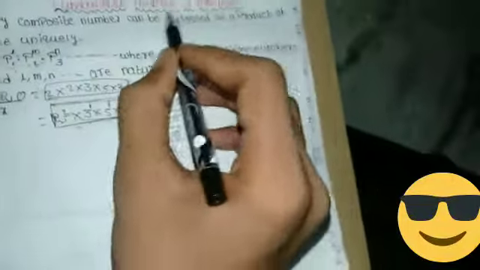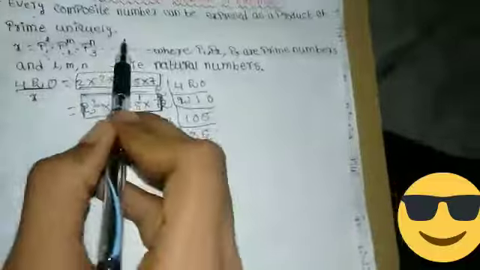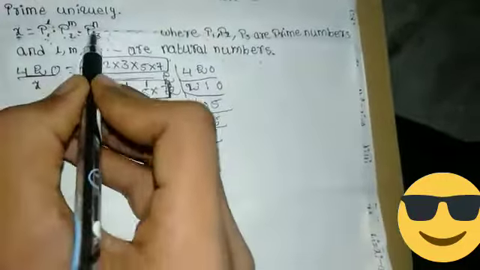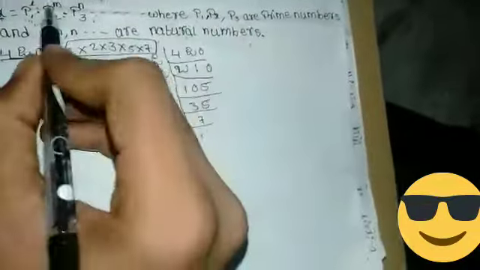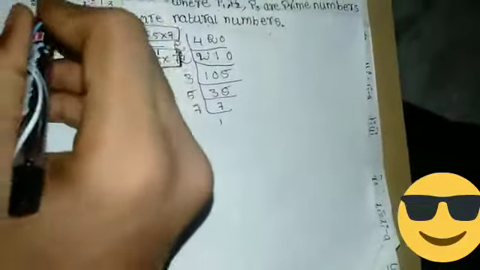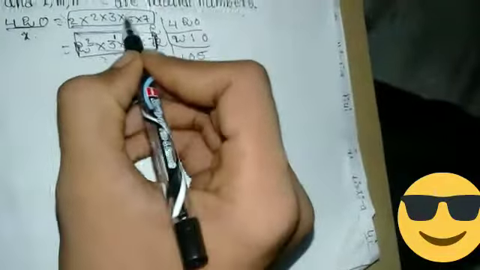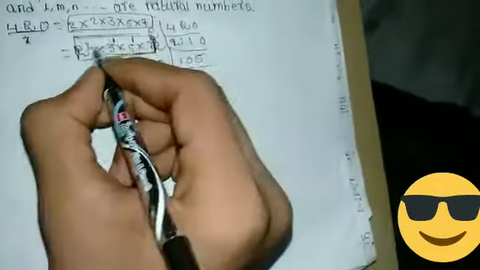This is about the fundamental theorem of arithmetic. This is very simple, and let us understand clearly again. Every composite number can be expressed as a product of prime numbers. This is a composite number. P1, P2, P3 are prime numbers. L, M are powers, and powers are natural numbers. Here in the example, 420 is a composite number. 2, 3, 5, 7 are prime numbers. 2, 1, 1, 1 are natural numbers.